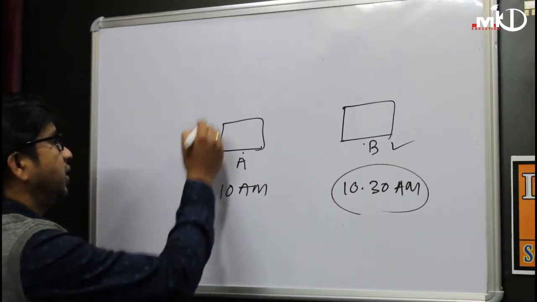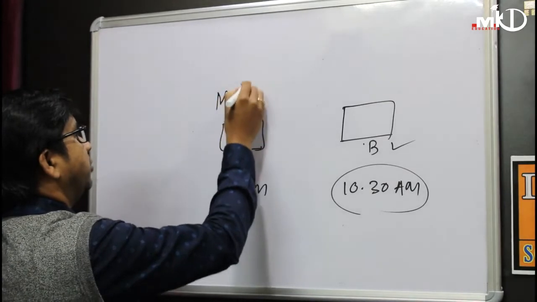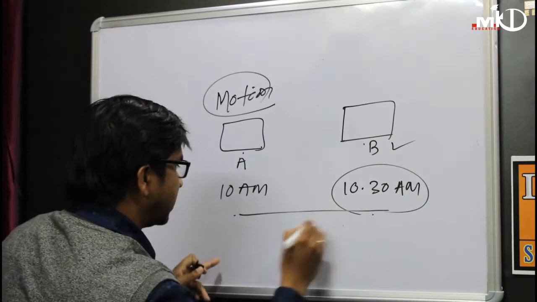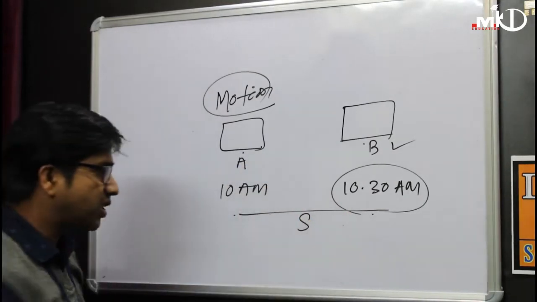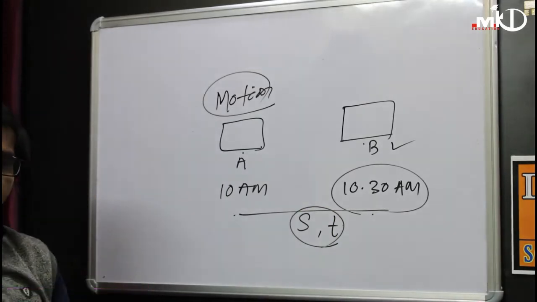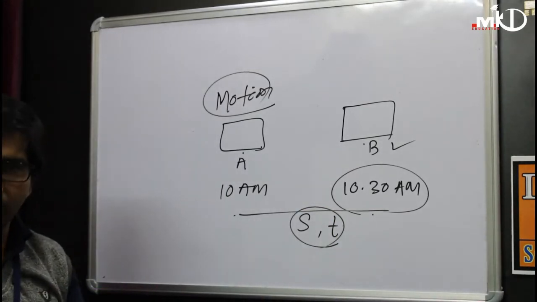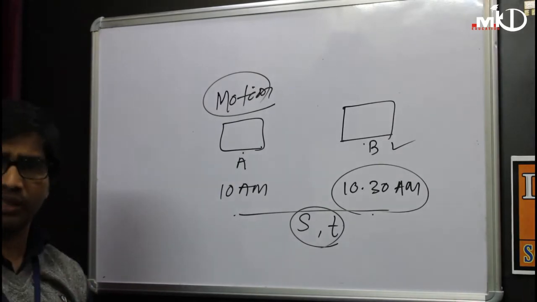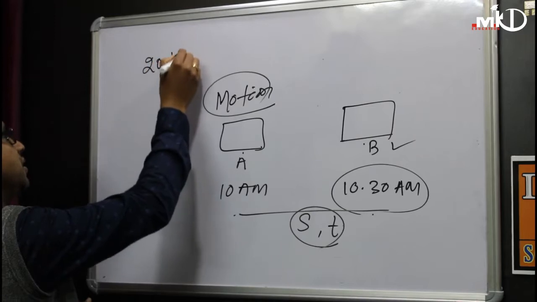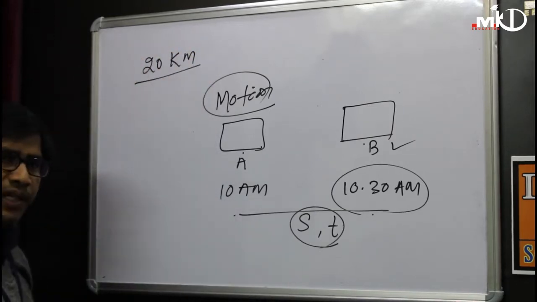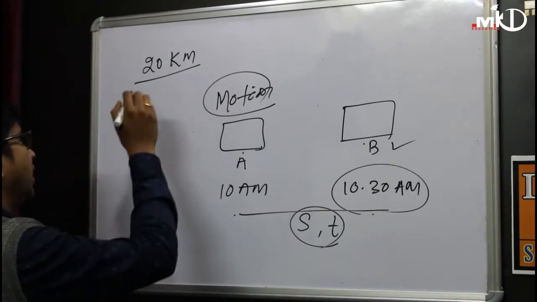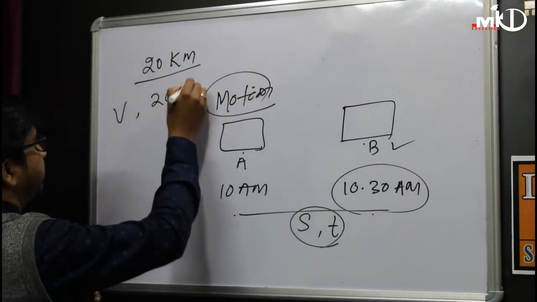So this is your kinematics, motion, right? Suppose A to B distance is S, distance traveled, and in how much time? T time, friends. Suppose somebody has traveled from Bhubaneswar to Cuttack, 20 km distance, let's say 20 km. So 20 km distance you have traveled with how much speed? With let's say speed V, and time taken is exactly 20 minutes.